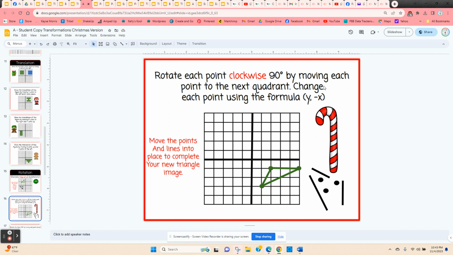So using this formula, it's a little bit different, y, negative x for each of these 3 points. And if we move it clockwise, it will again be in quadrant 3.